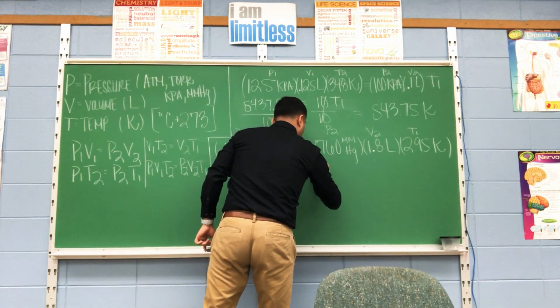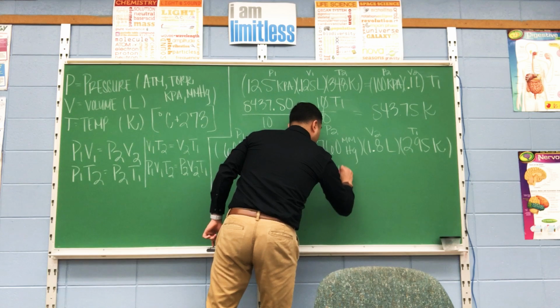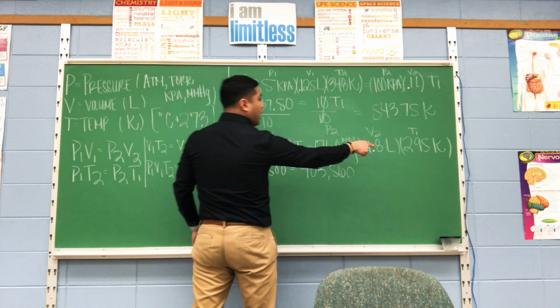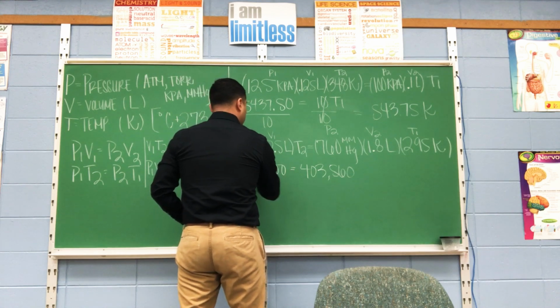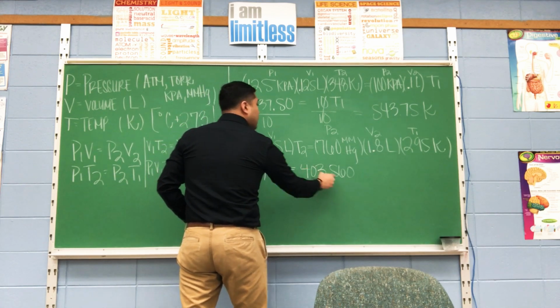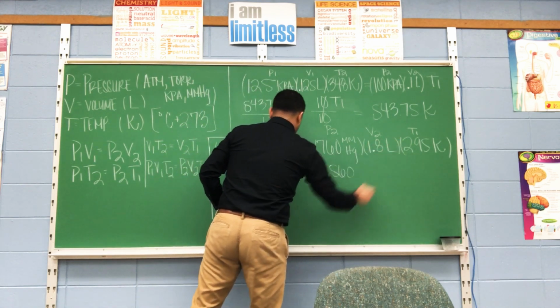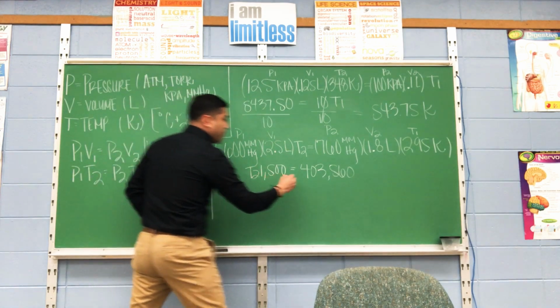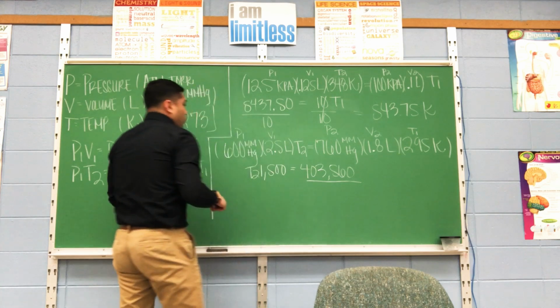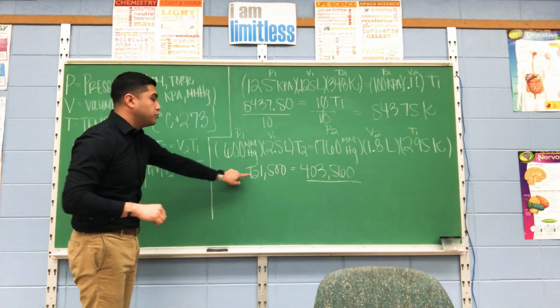403,560. This is a comma. And once again, I am solving on this side for temperature 2, so I'm going to put T2. This side's already solved. These 3 are multiplied. These 3 are multiplied. I'm solving for T2. Final step, once again, is I'm going to divide. I want to leave T2 by itself.